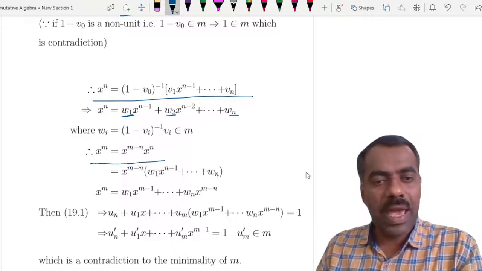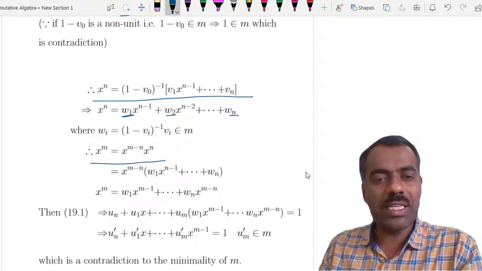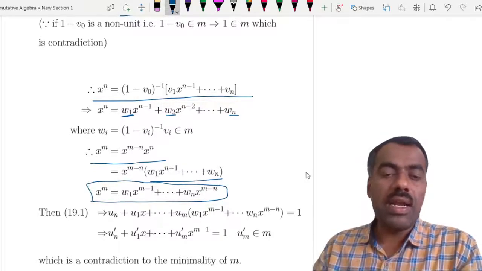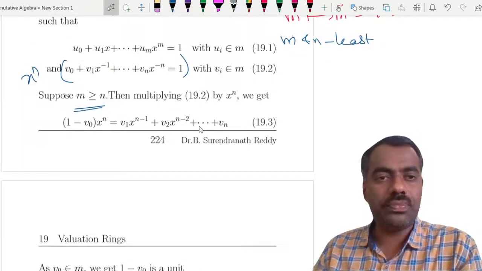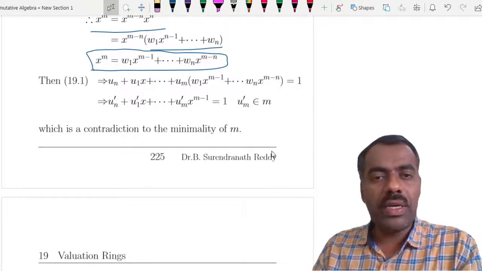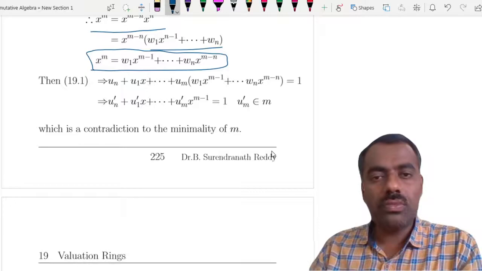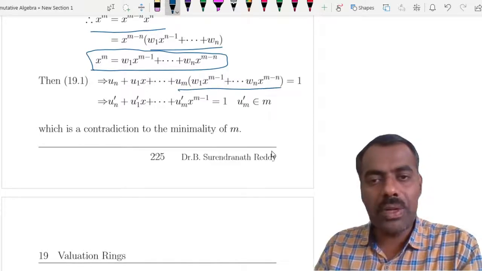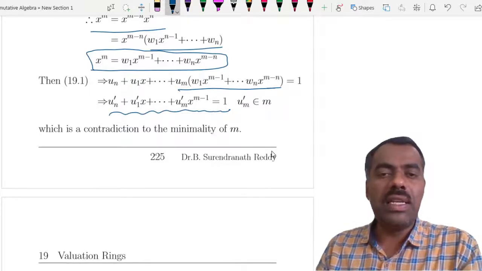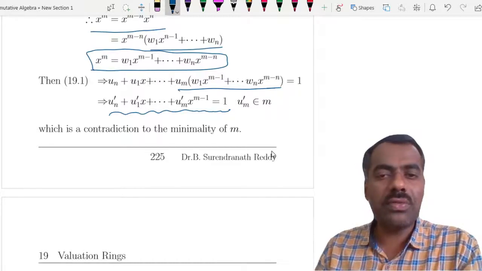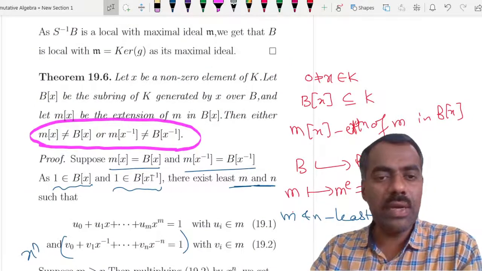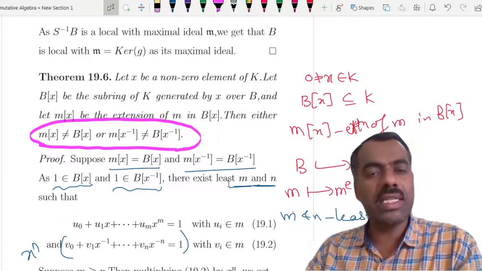Therefore x power m can be written as x power m minus n times x power n. So you put it here, and x power m is this, right? Now you substitute in 19.1, which is here. In place of x power m, you substitute this. Finally, you can observe that after simplification, this linear combination has fewer than m terms. So this will be a contradiction to the minimality of m. That contradiction arises because we have assumed that both are equal, which is not possible. So at least one of them is not equal.